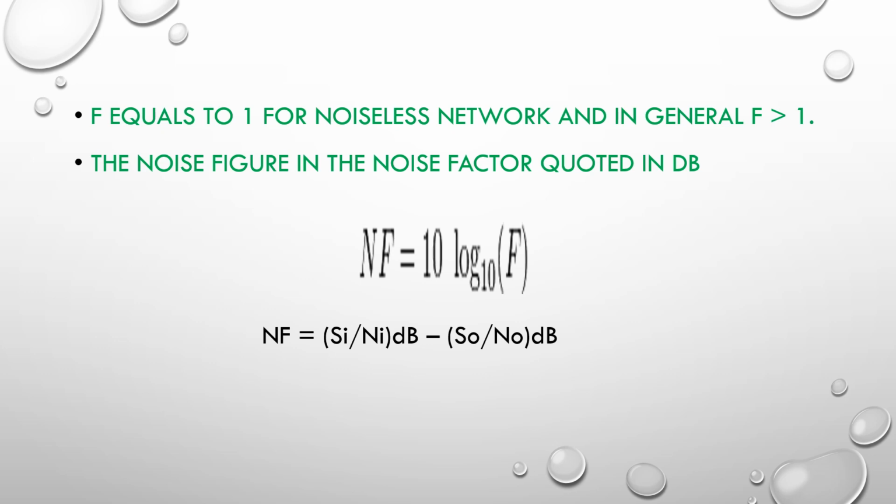So when you want to know the noise factor in terms of decibels, that becomes noise figure, which is labeled as NF, noise figure, and F is noise factor. So noise figure is nothing but the decibel value of the noise factor. So NF is also given by input SNR in dB minus output SNR in dB.